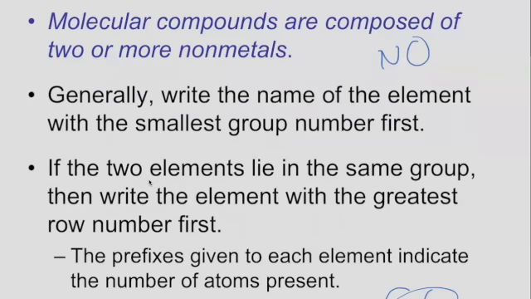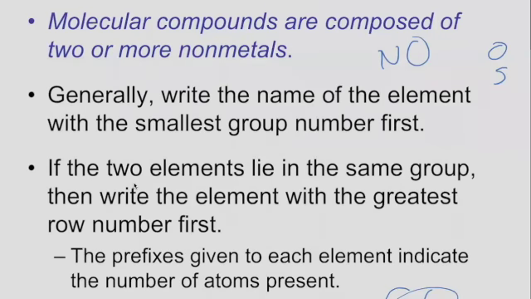In here, they make it a little bit more complicated. They're saying that if two elements lie in the same group, then write the element with the greatest row number first. So basically, if I give you oxygen and sulfur, you're going to name sulfur first because sulfur is closest to the metals, or has the greatest row number.